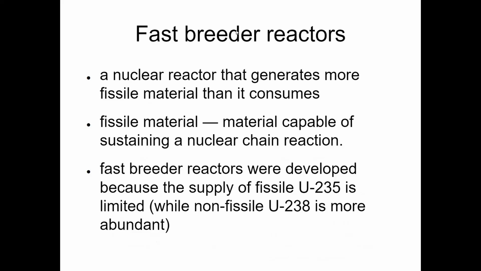So next, we'd like to talk about fast breeder reactors. It is a nuclear reactor that generates more fissile material than it consumes. I'd like to clarify that fissile material is a material capable of sustaining a nuclear chain reaction. Fast breeder reactors were developed because the supply of fissile uranium-235 is limited, while non-fissile U-238 is more abundant.